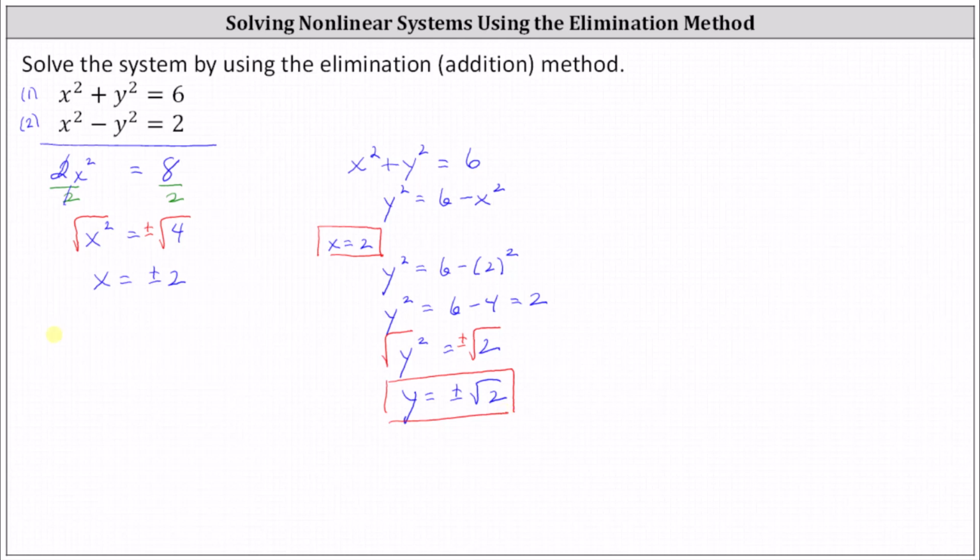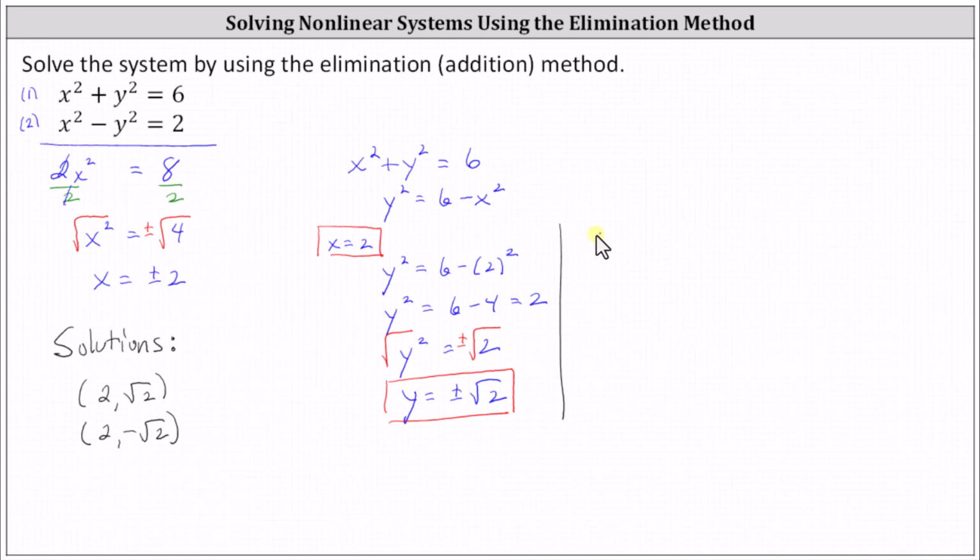Keeping track of our solutions, let's give these solutions as ordered pairs. So far we have two solutions. We have 2 comma square root 2, as well as 2 comma negative square root 2. Because the square root of 2 does not simplify, and we want to give the exact solutions, we don't want to give decimal approximations for square root 2 or negative square root 2. But we're still not done. Remember, x can also equal negative 2.